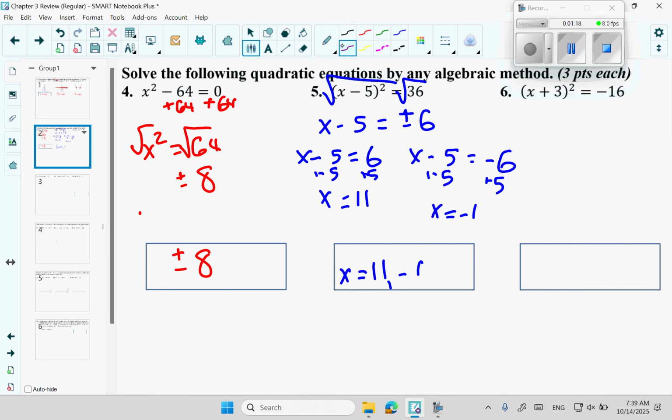Okay. Number 6, same idea, square root, square root. We get x plus 3 equals the square root of negative 16. Well, that would be plus and minus 4i because we have the negative in there. Then, of course, we can minus 3. So we get negative 3 plus and minus 4i. You could split it up, but because I'm not going to be able to combine those, I'm not too worried about it.